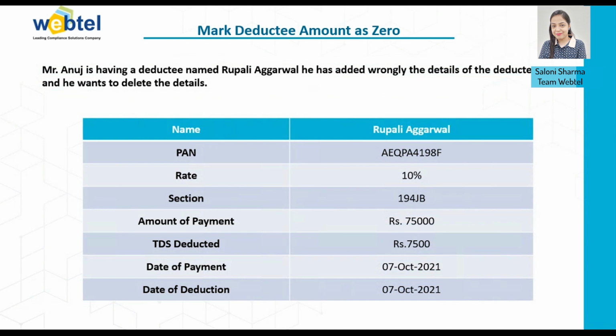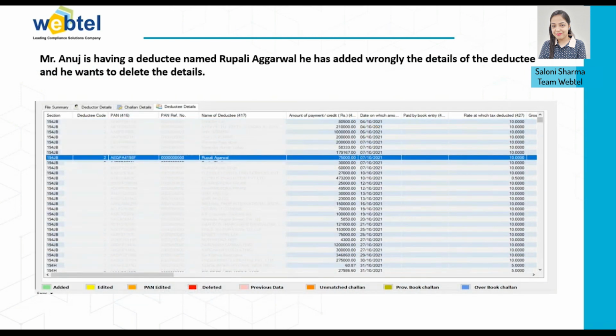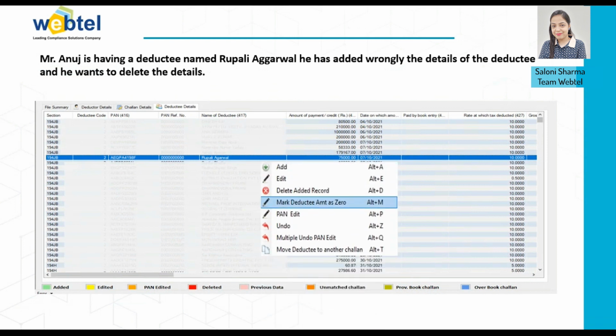Then comes mark deductee amount as 0. Mr. Anuj is having a deductee named Rupali Agarwal, and he has added the wrong details of the deductee. And he wants to delete the details of Rupali Agarwal from the consolidate file. And these are the details of Rupali Agarwal. To make the changes, he needs to select the entry of Rupali Agarwal, and after that he needs to right click on that. And then he needs to use the option mark deductee amount as 0.